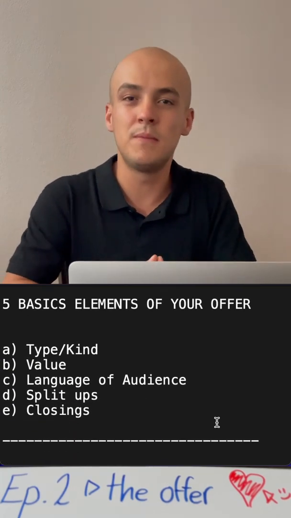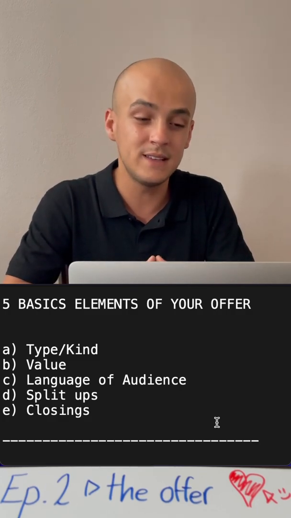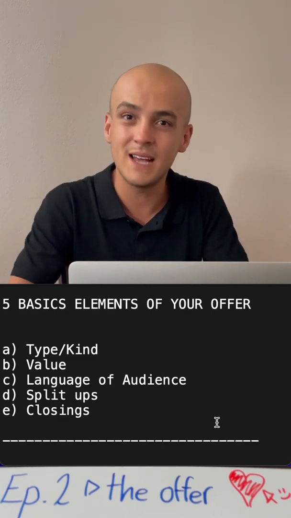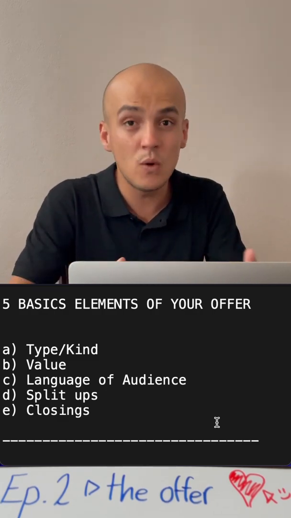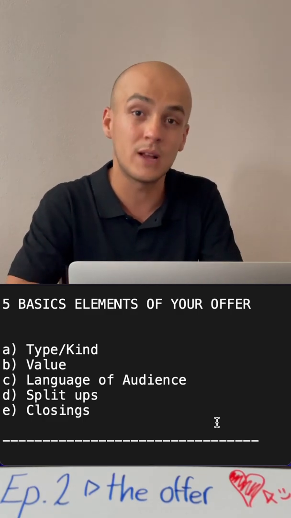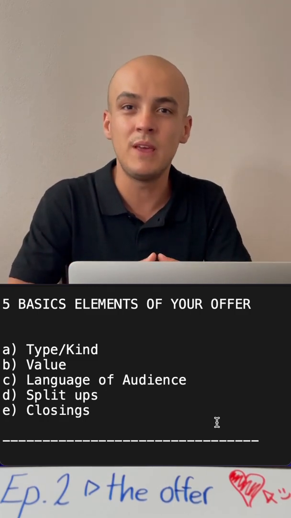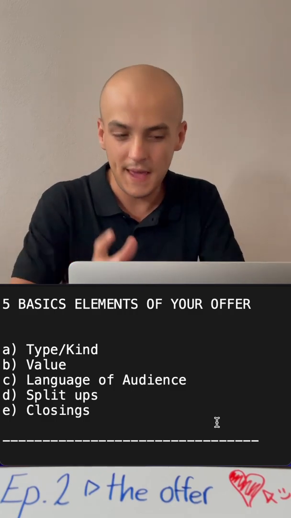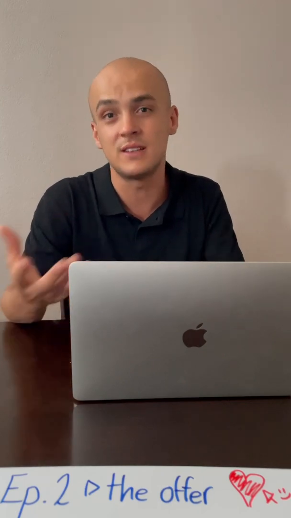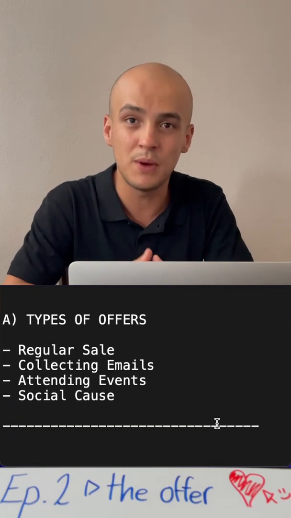We're going to be talking about the 5 basic elements of an offer, right? The type or kind, the value that your offer has in it, the language of the audience that you're talking to and how you have to take that into account, the ways that you can split an offer in order to make you the most possible money, and the closures. The closings of an offer are, whenever it's a sale, at least, one of the most important things. So let's jump into this.